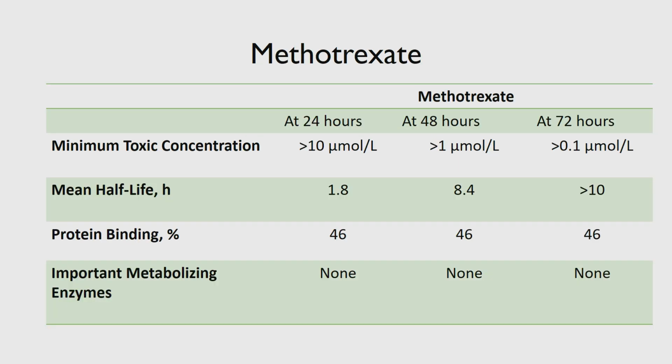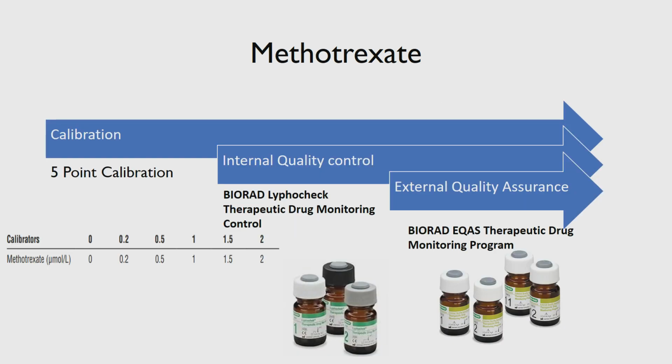So to understand methotrexate toxicity, the toxicity is defined at 24 hours, at 48 hours, and at 72 hours. If it is at 24 hours, more than 10 micromole per liter, then the patient is more prone to toxicity. At 48 hours, the cutoff is around 1 micromole per liter, and at 72 hours, it's 0.1 micromole per liter. The half-life changes with the duration, and there are not many enzymes active in methotrexate metabolism, but it's the renal elimination that is there for the methotrexate.